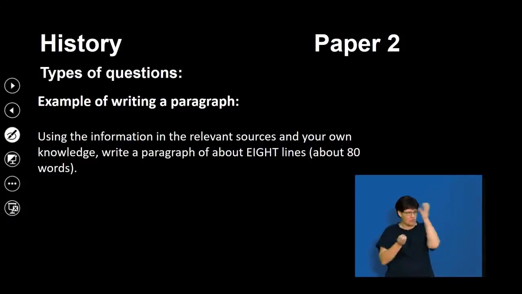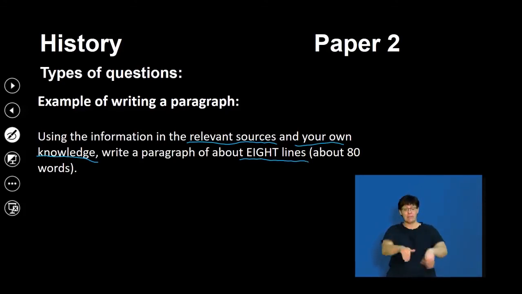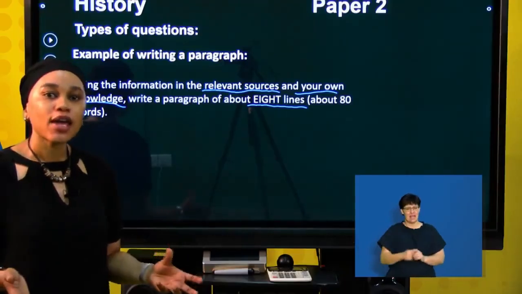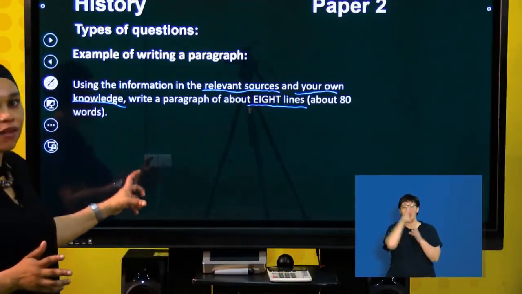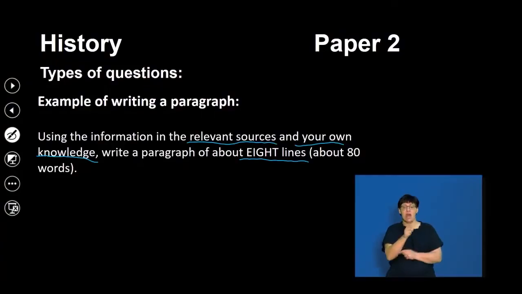And then when you're writing a paragraph, remember you are synthesizing information. It says using the information in the relevant sources and your own knowledge. This is very important, guys. You need to write a paragraph of about 8 lines. You also need to stick to the word limit. So if you're asked to write a paragraph of 8 lines, please don't end up writing 3 pages. This is not an essay. This is a paragraph. And please make sure that in your paragraph itself, you use information from the sources and you are using your own knowledge as well. Remember what I said to you before, that if you only use the source and there's nothing from your own knowledge, you are not going to do well. That is very important, guys.